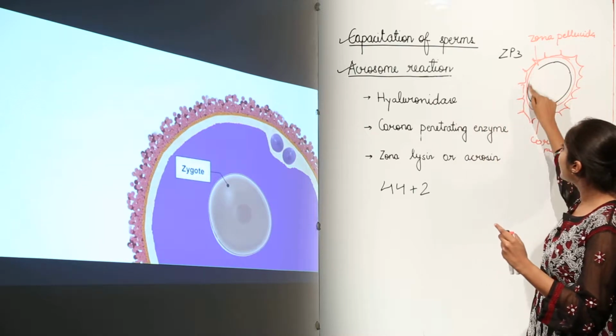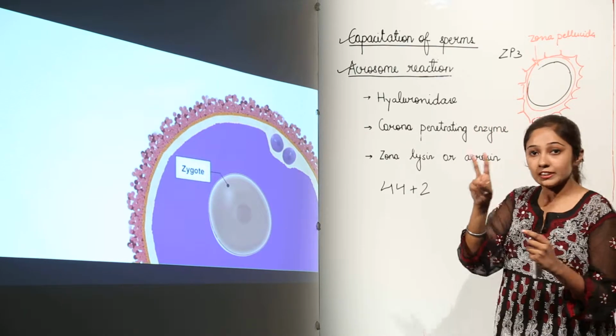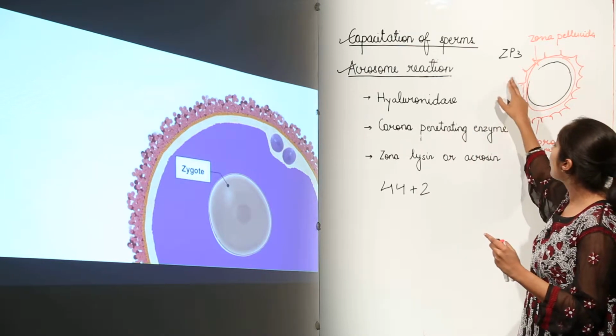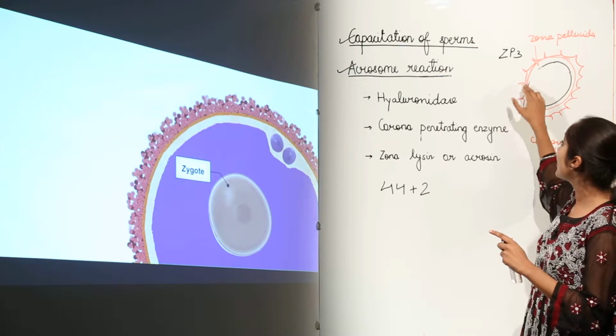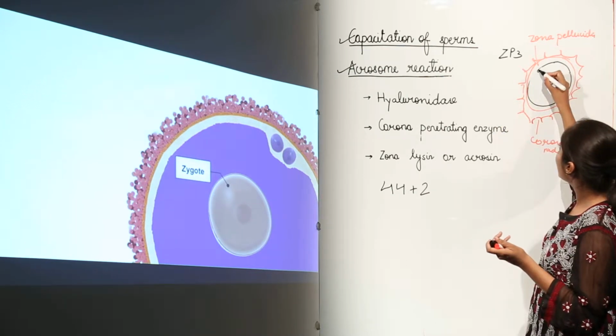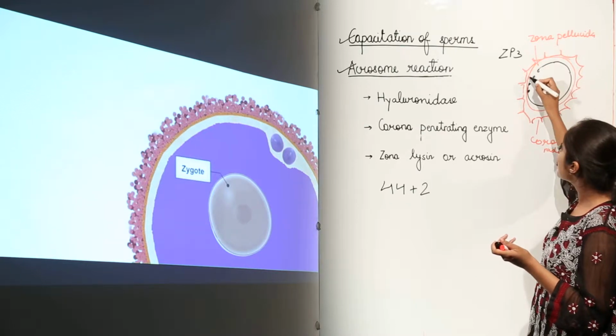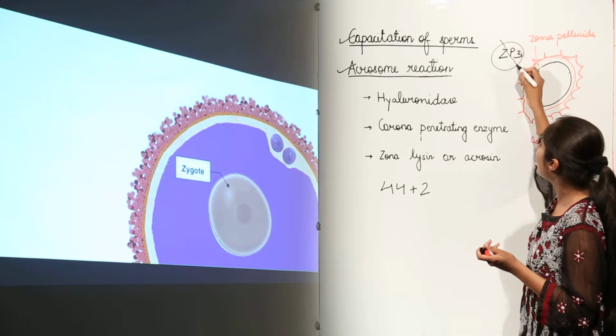When this membrane gets depolarized, what is going to happen? There can be two possibilities. First of all, the sperm would not be allowed to enter, as the membrane, this corona radiata, is going to be impermeable. Secondly, this membrane is going to release some calcium, and this calcium is going to release some secretion, due to which this ZP3 is going to be inactive.